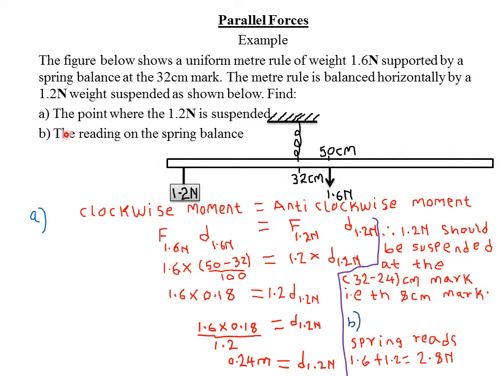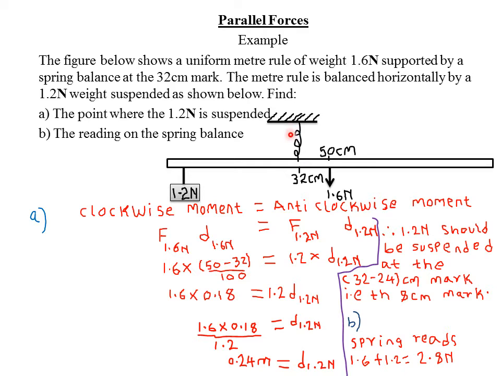Then part B, we are required to find the reading on the spring balance. So remember, the system is at equilibrium, meaning the sum of upward forces must be equal to the total downward forces. The total downward force is provided by the 1.2 Newton weight and the weight of the bar of the meter rule, which is 1.6 Newton. So the total downward force must be equal to the total upward force.